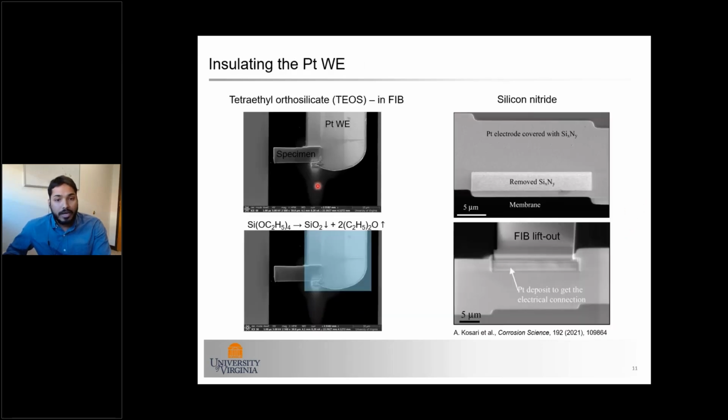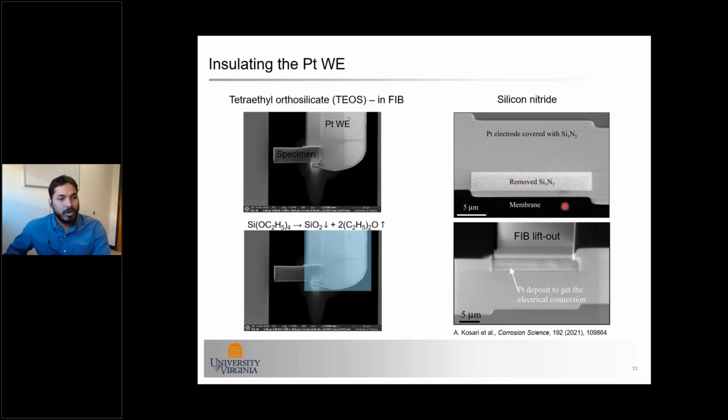So to avoid the galvanic contact, we do have a few solutions. One which we use at UVA is something called TEOS deposition in FIB. After welding the specimen, one can deposit a silicon oxide layer insulating the entire platinum.